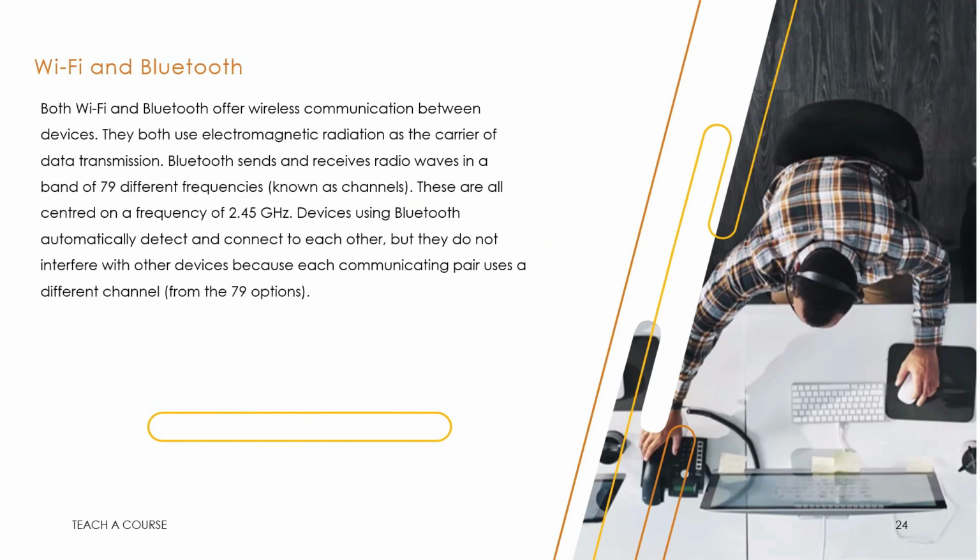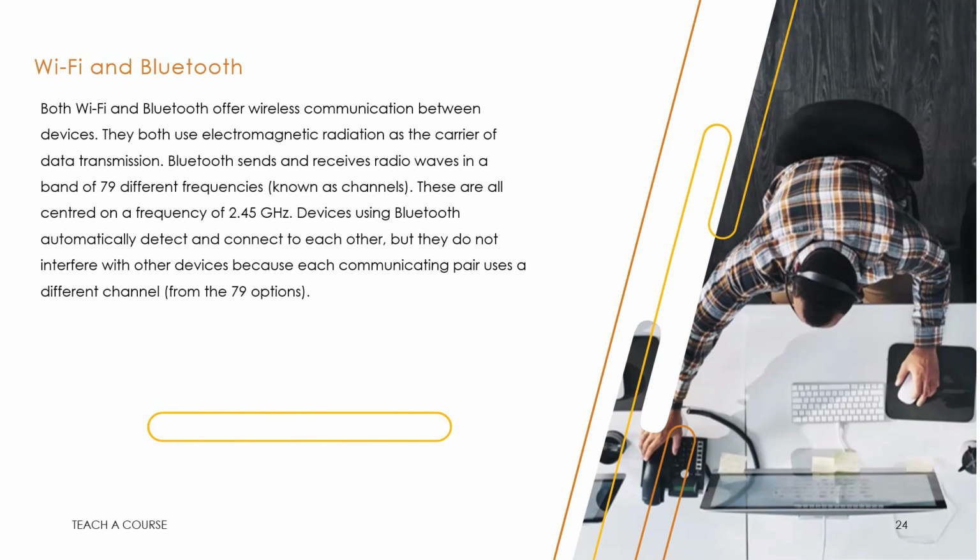Then we move on to Wi-Fi and Bluetooth. So both Wi-Fi and Bluetooth offer wireless communication between devices. They both use electromagnetic radiation as a carrier of data transmission. Bluetooth sends and receives radio waves in bands of 79 different frequencies known as channels. These are all centered on a frequency of 2.45 gigahertz for Bluetooth.